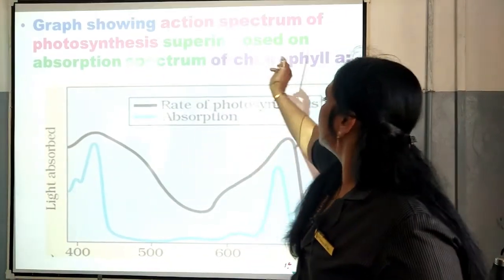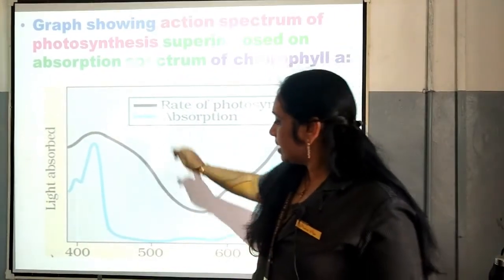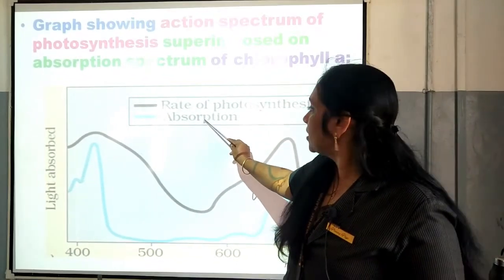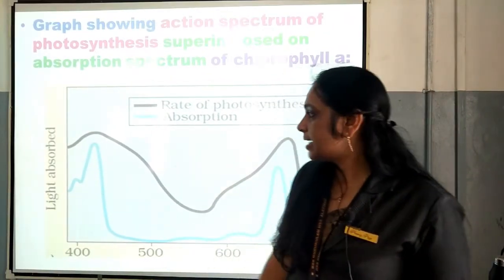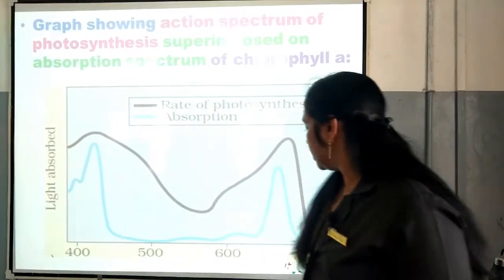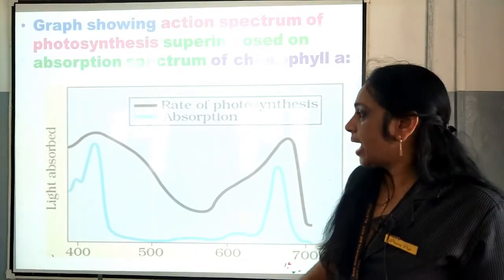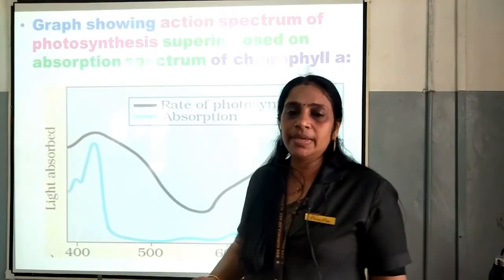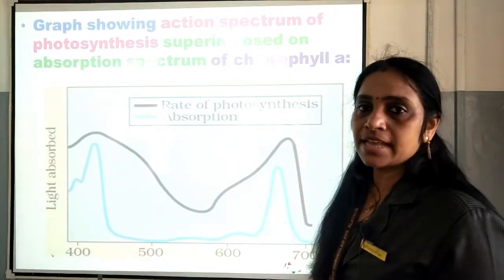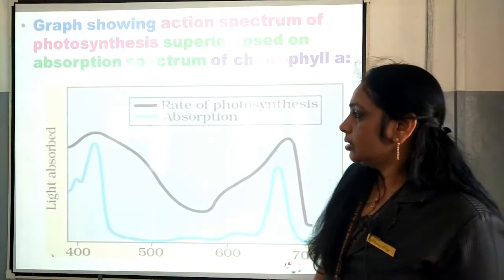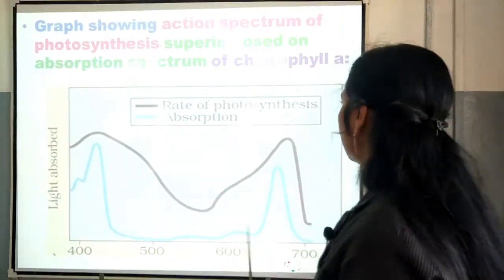Now the graph showing action spectrum of photosynthesis superimposed on absorption spectrum of chlorophyll A. Here we can see a graph showing the absorption spectrum as well as the rate of photosynthesis, that is action spectrum. From this we can understand that in the region of 400 nanometers as well as in the region of 700 nanometers, the maximum absorption is taken by the pigment and the maximum rate of photosynthesis occurs in the same regions. Understood, my dear children? That is how the graph shows the action spectrum as well as the absorption spectrum of chlorophyll A.